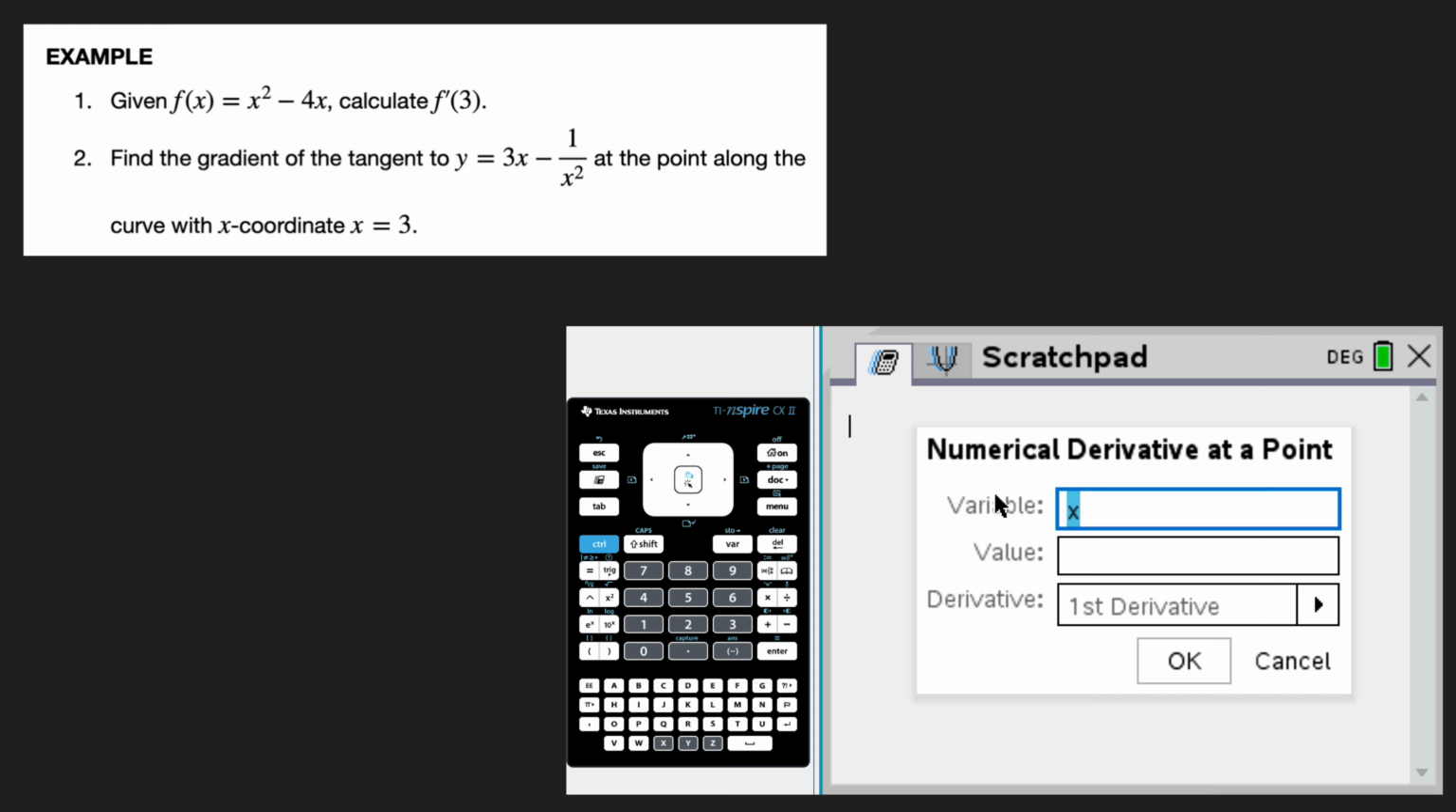The calculator then asks us for the variable, which you can leave as x, as well as the value. And the value, well, that's the value of x at which we want to evaluate the derivative. So in this case, that's 3. So we simply have to type 3 here. On the next row, we can see that we have a drop-down menu with derivative written. And when we have to simply evaluate the derivative, just leave that as first derivative. In other words, here we can just click on OK.